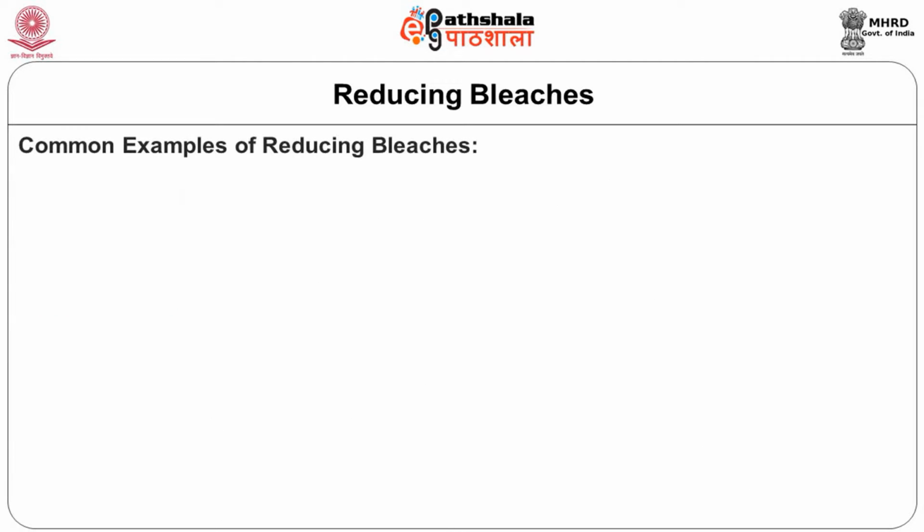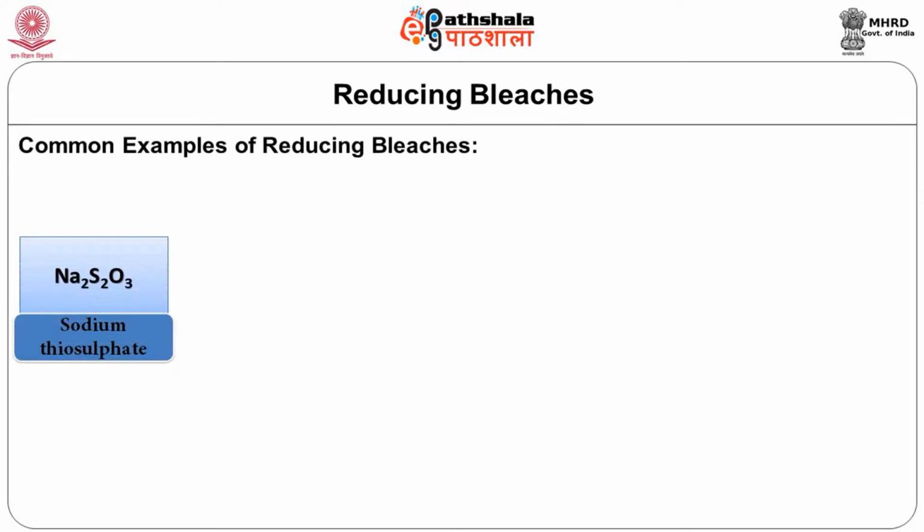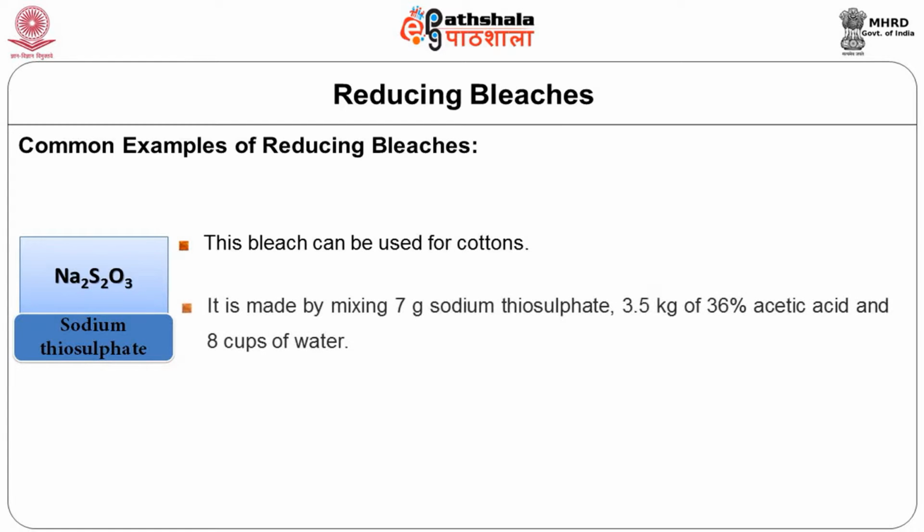The third example of a reducing bleach is sodium thiosulfate. This bleach can be used for cotton fabrics, but it has to be mixed in the form of 7 grams of sodium thiosulfate, 3.5 kilograms of 36% acetic acid and 8 cups of water. Once we dissolve all these ingredients, it forms a good bleach. So far, you have learnt about bleach and its types.